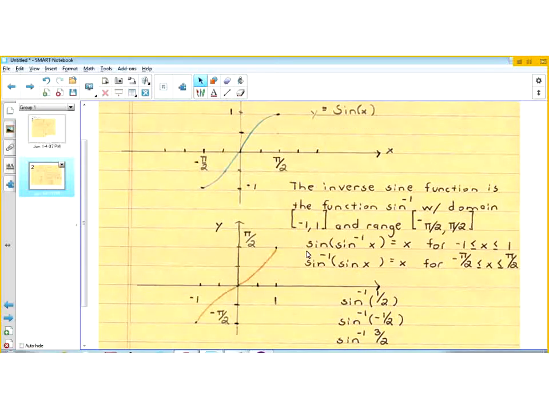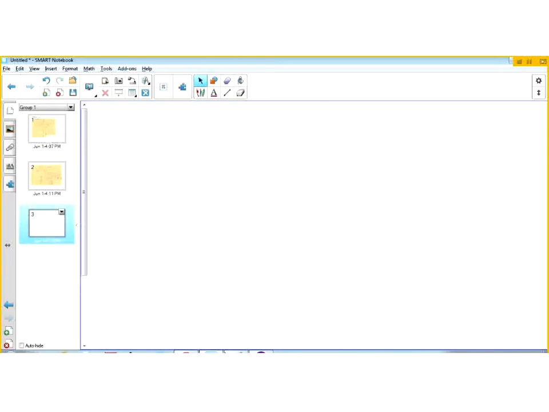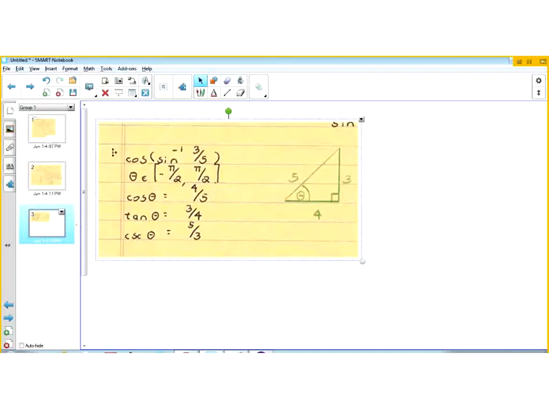So we can solve a problem here. Something may crop up and we'll decide, so let me pull up a note. So let's calculate the cosine of the inverse sine of 3/5. I believe this will be part of the problem specification as well. Theta is between -π/2 and π/2.